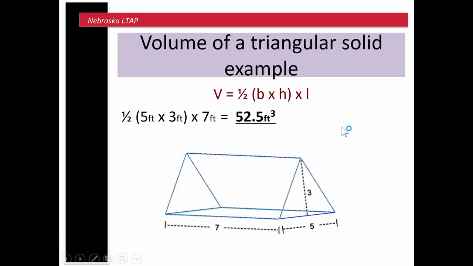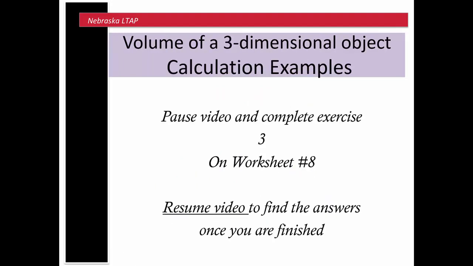So here's an example for that. We have a base here of 5. Looks like we have a height of 3. So 1/2 the base times height gives us the area of this little triangle here. We're multiplying it by the depth of this object, the 7 feet. That gives us 52.5 cubic feet is the volume of this. We would call this a prism, basically, or a solid triangle, triangular box or object.